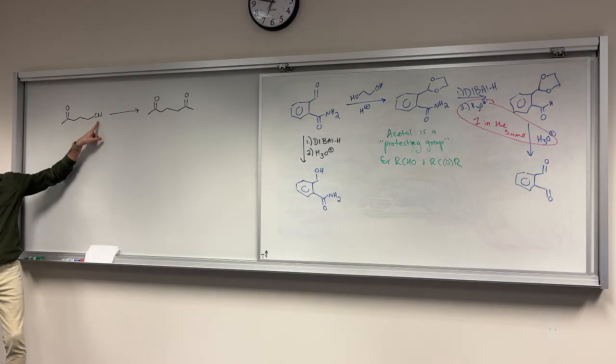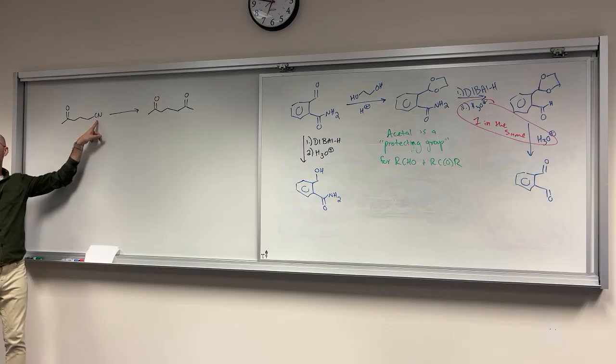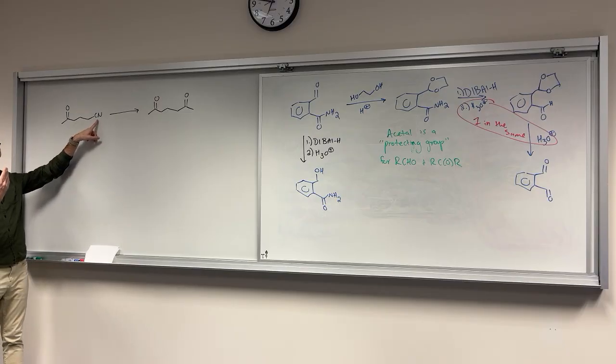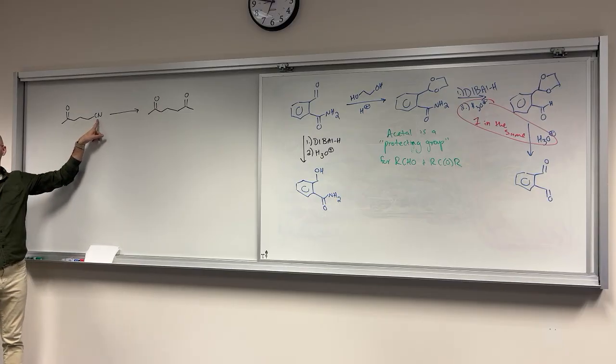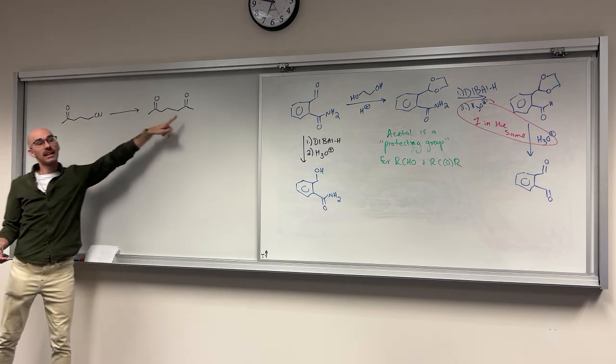Oxidize this into a carboxylic acid. Reduce it into an aldehyde. Acyl addition to the aldehyde to make a secondary alcohol. Oxidize the alcohol into a ketone. We can actually do it in one step. Grignard, aqueous workup. The nitrile plus a Grignard gives a ketone.